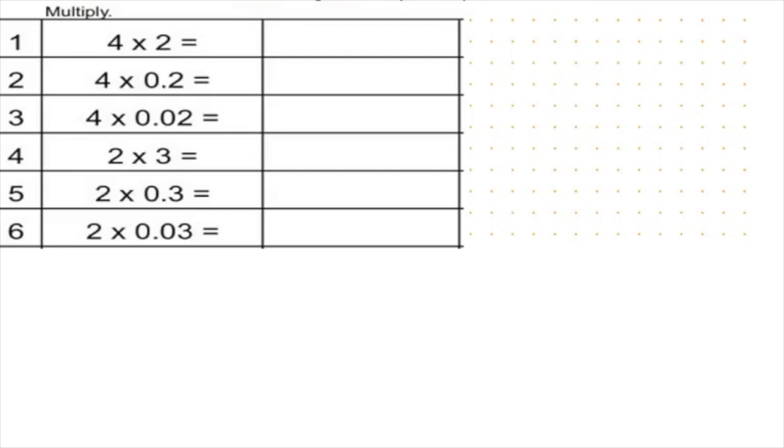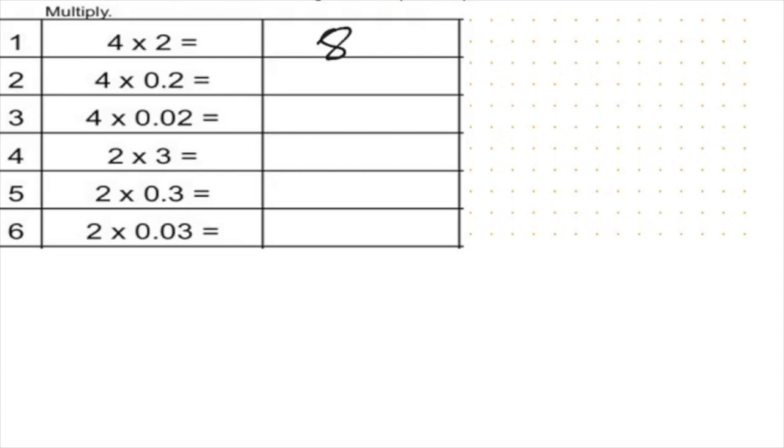Let's get started. Okay, so our fluency page today is very similar to the one that we worked on yesterday. If you look at numbers 1 through 3, we remember that we see a 4 multiplying by some sort of 2. And very important is our place value chart. In number 1, we have a 4 times 2. Both of those numbers are in the ones place. 1 times 1, so our answer will also be in the ones place. 4 times 2 is 8.